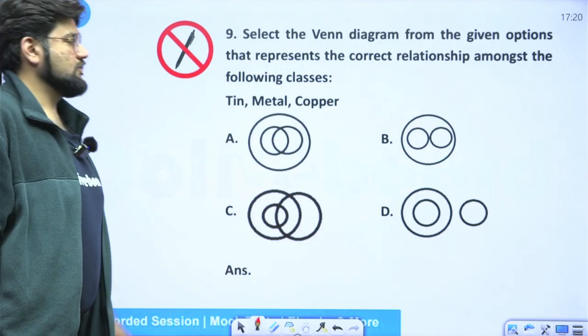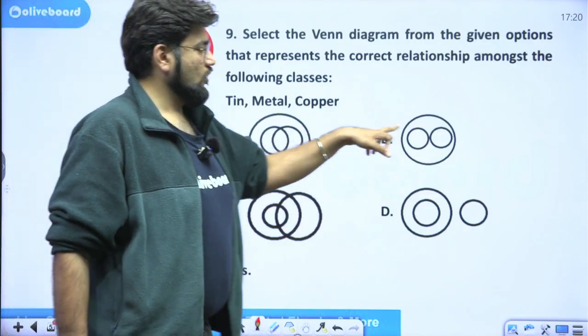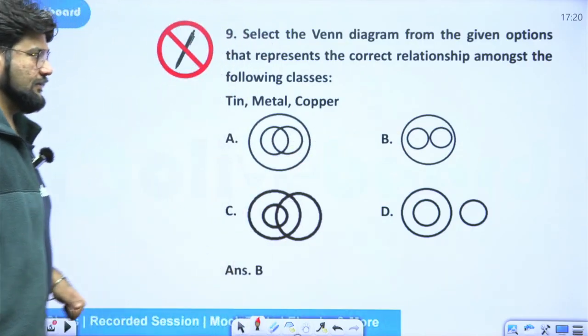Tin, metal, copper. So both tin and copper are types of metal and they have got nothing to do with each other. So option B is the most appropriate answer. Alright.